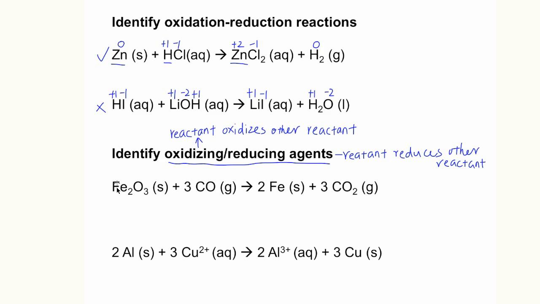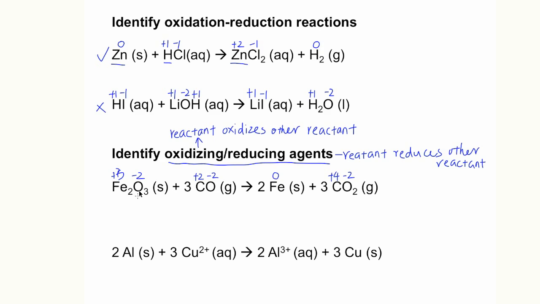Let's take a look at these two examples. First one: both of them are oxidation reduction reactions, but in order to identify the oxidizing and reducing agents, you still need to identify the oxidation states for all of the elements. Iron oxide, iron is positive 3, oxide negative 2. Carbon monoxide, carbon positive 2, oxygen negative 2. Iron, a free element, is 0. Carbon dioxide, carbon positive 4, oxygen negative 2.